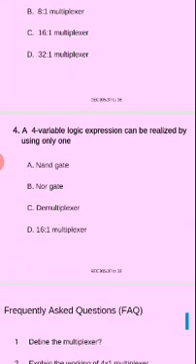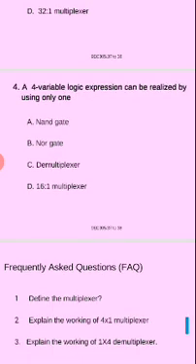Fourth, a 4-variable logic expression can be realized by NAND gate, NOR gate, demultiplexer, 16 to 1 multiplexer.